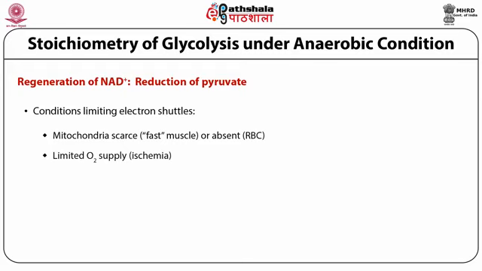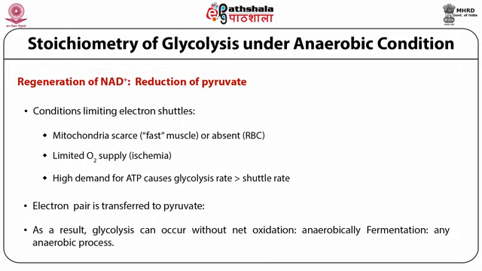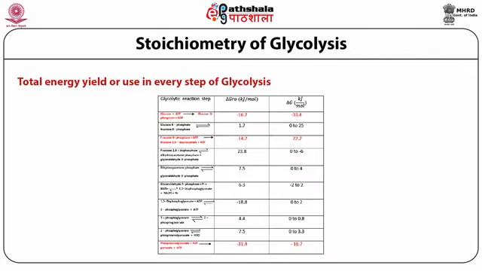In this limiting oxygen supply, ATP demand is higher than the glycolysis rate, which is also high compared to the shuttle rate. During the process, an electron pair is transferred to pyruvate. As a result, glycolysis can occur without oxidation, as in any anaerobic process. The table shows the total energy yield or used in every step of glycolysis.